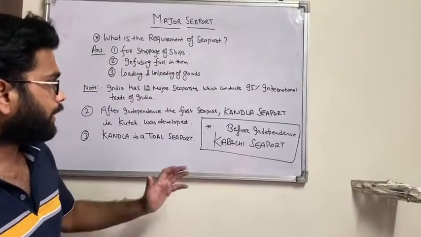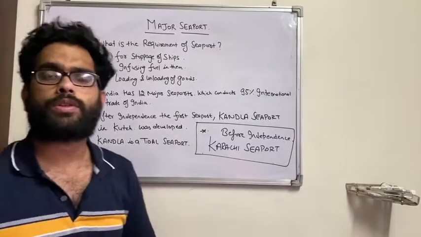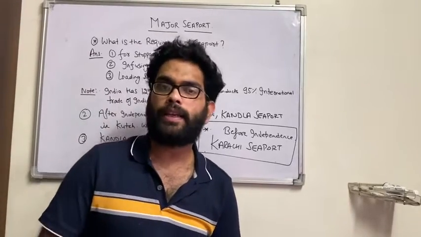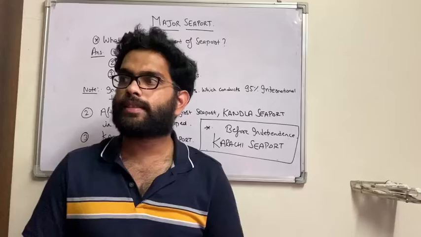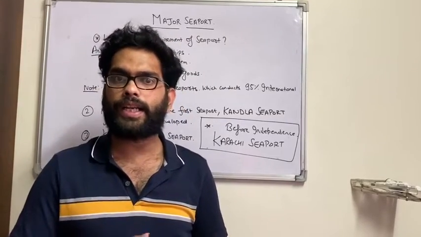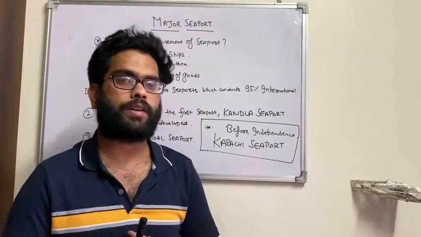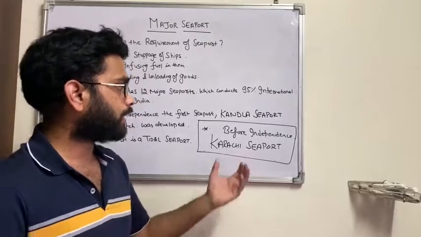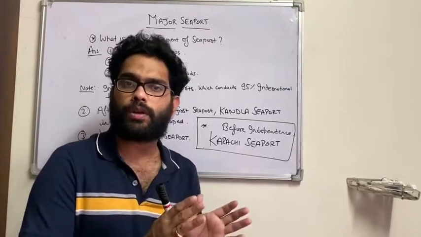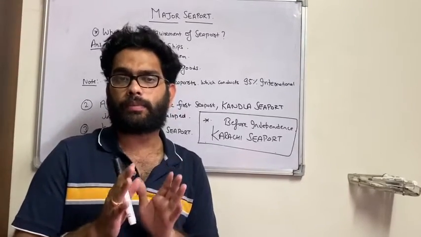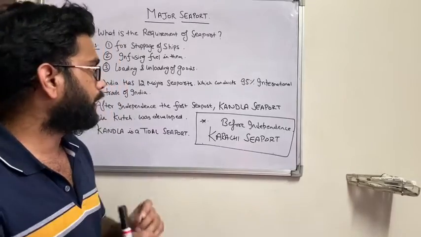Now let us discuss the seaport which was the first seaport of our country before and after independence. Let me tell you one story. Before independence, the seaport of our country, India, was Karachi Seaport. But it was no longer a part of India when the partition of India occurred on 14th August 1947. After the partition, Karachi Seaport went into the hands of Pakistan, and because of that, India lost its seaport. So we needed one more seaport.